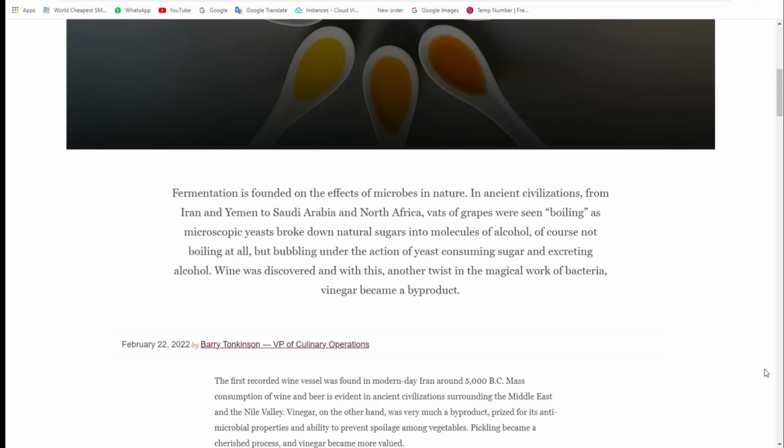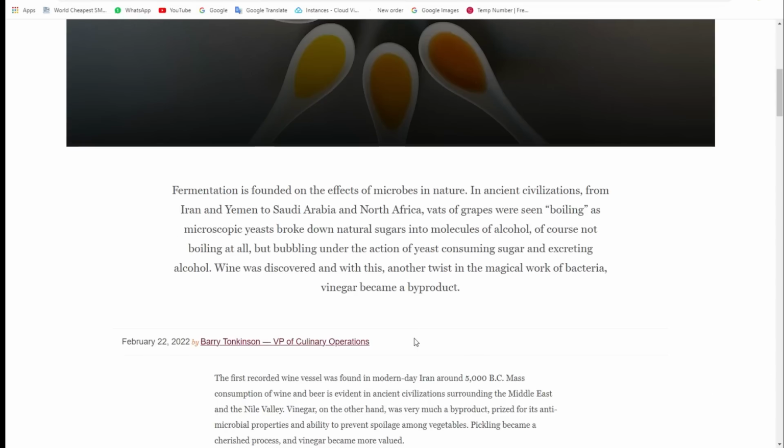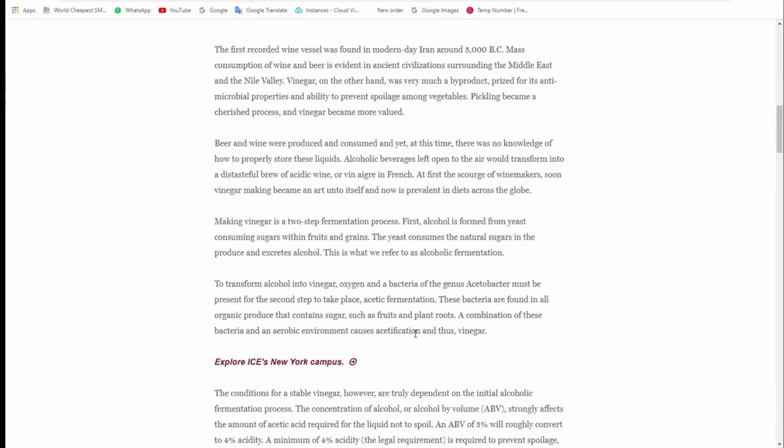years ago, grapes were seen boiling as microscopic yeast broke down natural sugars into molecules of alcohol. Of course, not boiling at all but bubbling under the action of yeast consuming sugars and extracting alcohol. Wine was discovered, and with this another twist in the magical work of bacteria, vinegar became a byproduct. The first recorded wine vessel was found in modern day Iran in 500 BC.